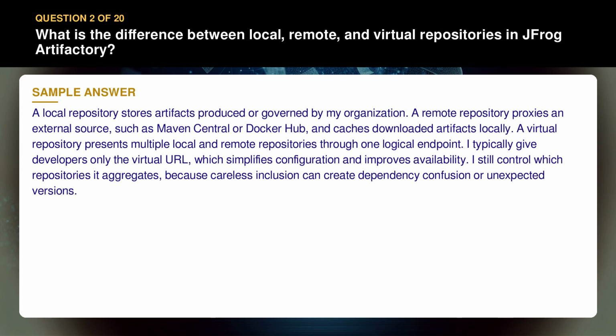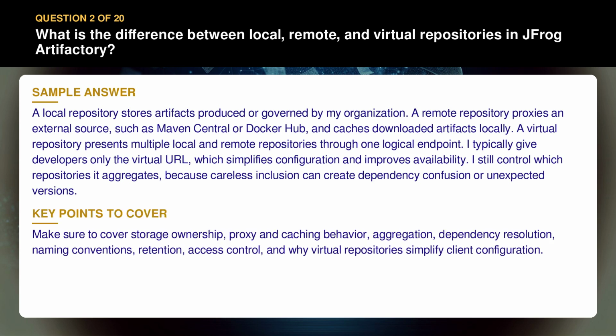I typically give developers only the virtual URL, which simplifies configuration and improves availability. I still control which repositories it aggregates, because careless inclusion can create dependency confusion or unexpected versions. Make sure to cover storage ownership, proxy and caching behavior, aggregation, dependency resolution, naming conventions, retention, access control, and why virtual repositories simplify client configuration.